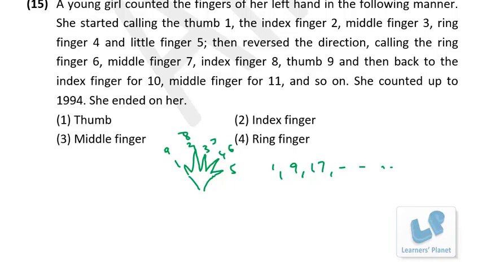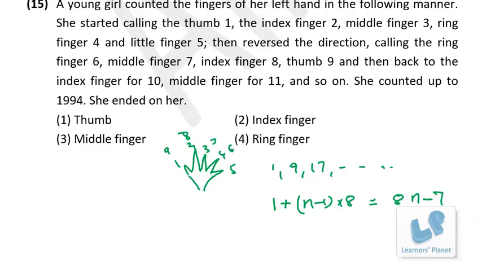So the nth term is a plus (n minus 1)d, that is, first term plus (n minus 1) times the common difference. The common difference is 8. So (n minus 1) into 8. So precisely it is 8n minus 7.